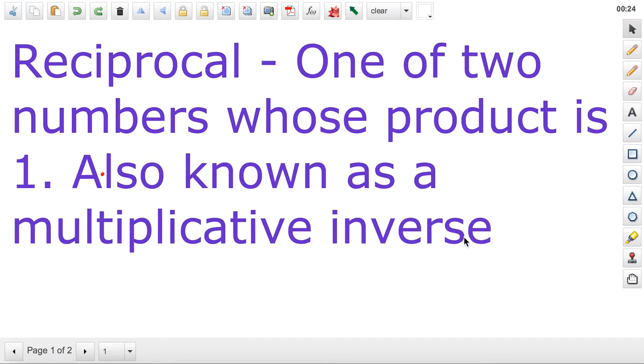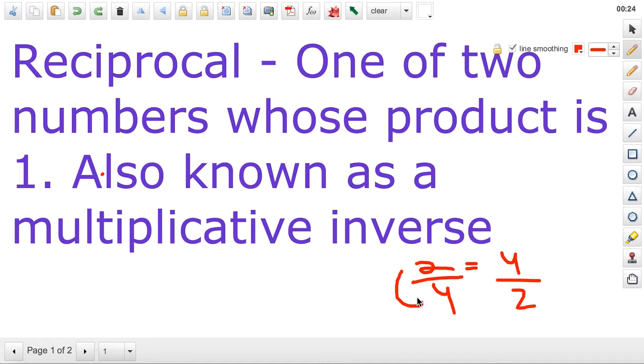Our key vocab term is reciprocal. The definition of reciprocal is one of the two numbers whose product is 1, and it's also known as a multiplicative inverse. However, an easier way to think of a reciprocal is basically the denominator and the numerator flipped. If we have the fraction 2/4, well, the reciprocal of 2/4 would be 4/2, because our denominator and numerator are flipped.